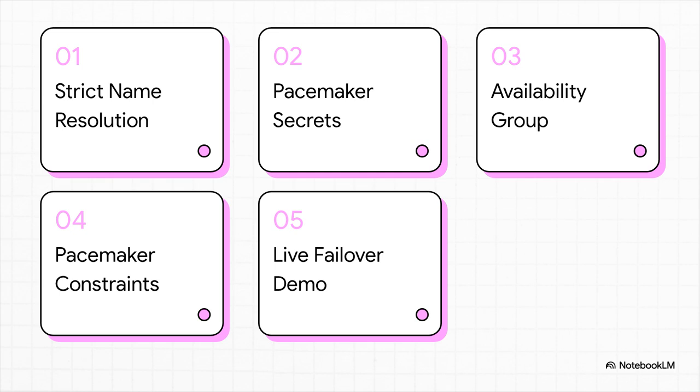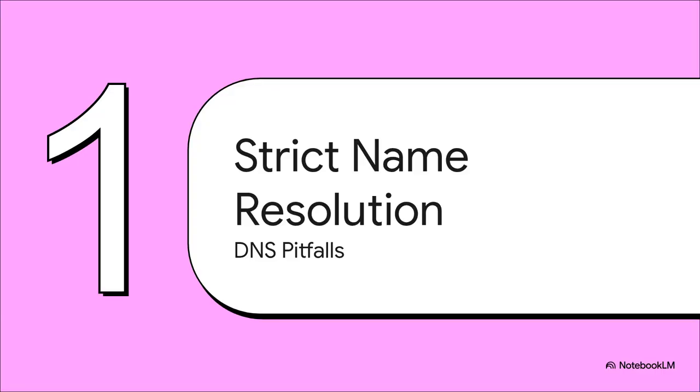Okay, so to get to that highly available state, here's our roadmap. We're going to cover strict name resolution, then Pacemaker secrets and endpoints, building the actual availability group, setting up those Pacemaker constraints, and finally, a live failover demo. All right, Section 1, the Golden Rule: DNS and strict name resolution.